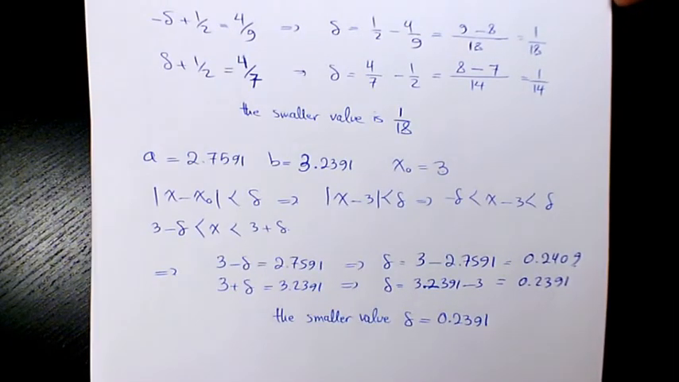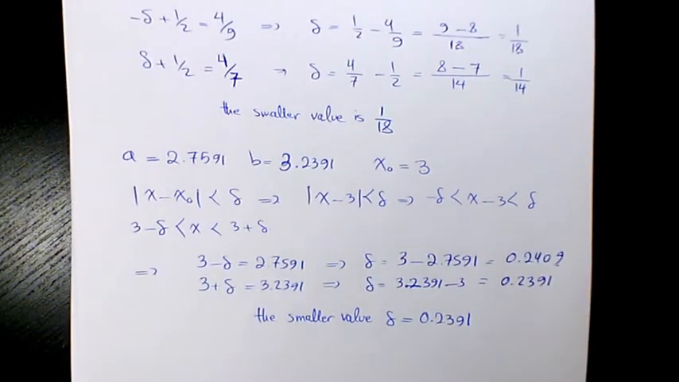So that's how we find the delta when we are talking about centering intervals about a point. And this is the basis for finding the precise value of limits of functions.